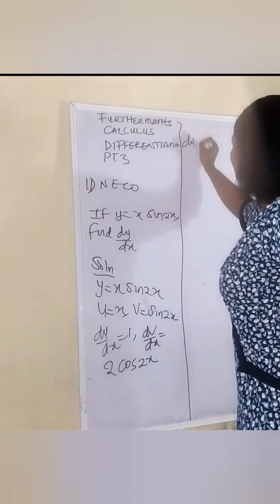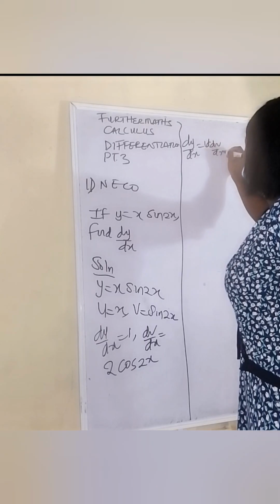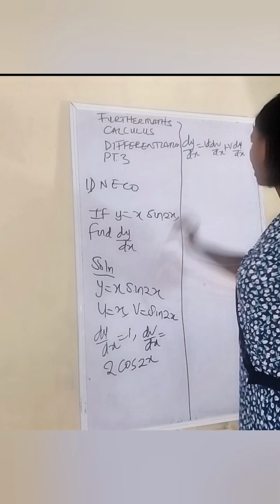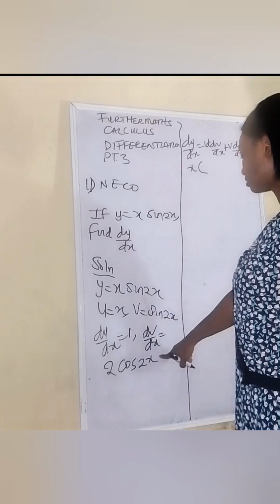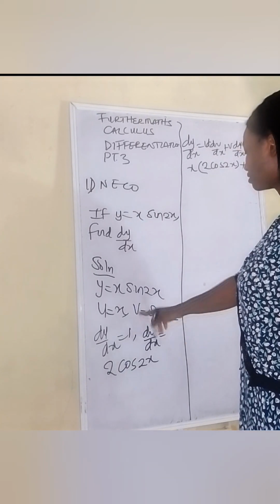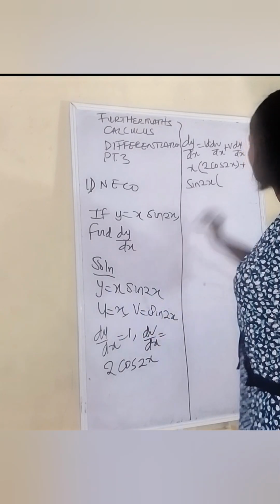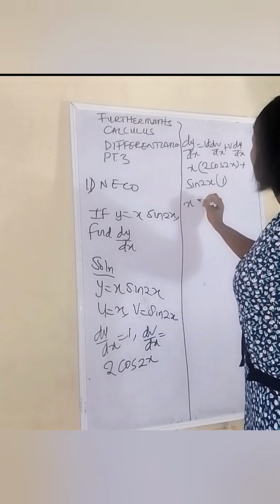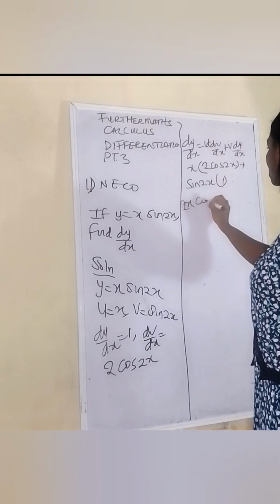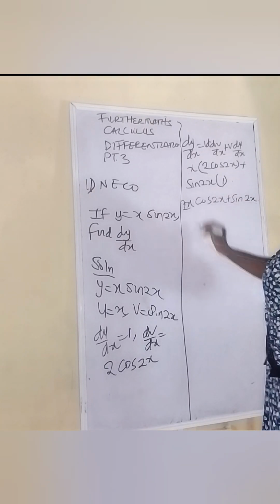So our dy/dx is equal to u dv/dx plus v du/dx. So what is our u? x. What is our dv/dx? 2 cos 2x. What is our v? sin 2x. And what is our du/dx? 1. So we now have 2x cos 2x plus sin 2x. Okay, so that is our final answer.